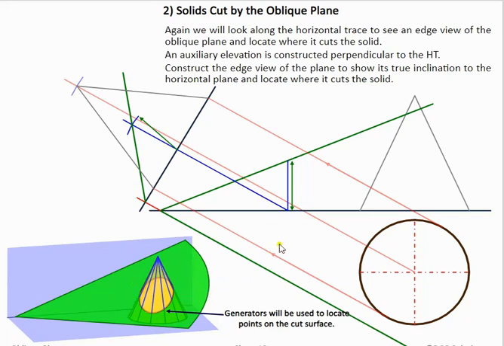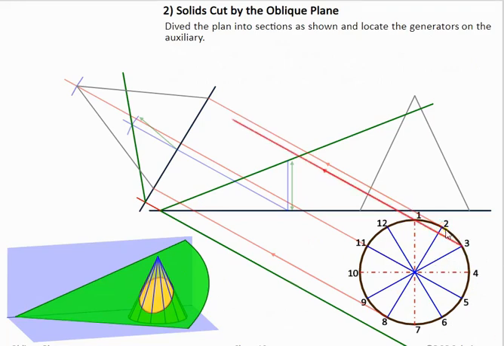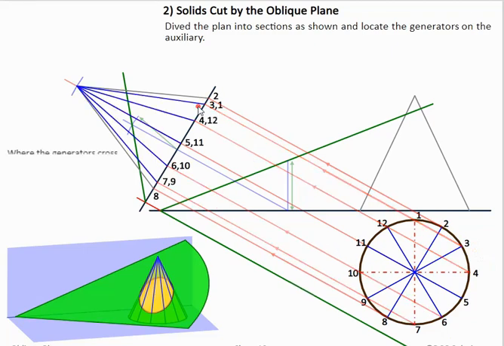You'll see in the 3D graphic here, if we establish these generators, it'll allow us to get points on this elliptical shape. So to do this, in plan, we divide our circle 30-60, and we mark it, index it 1 to 12, bring up these generators to the auxiliary, and construct them to the apex of the cone. This will give us all the points that we need to construct. So we've now got all our points down along the cut surface.